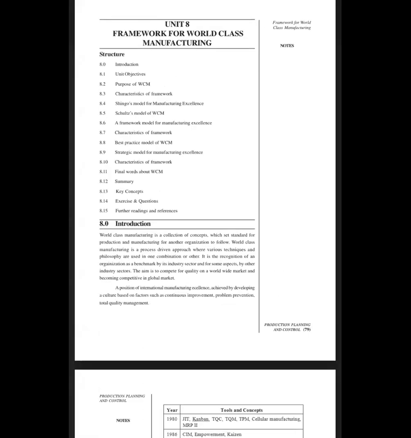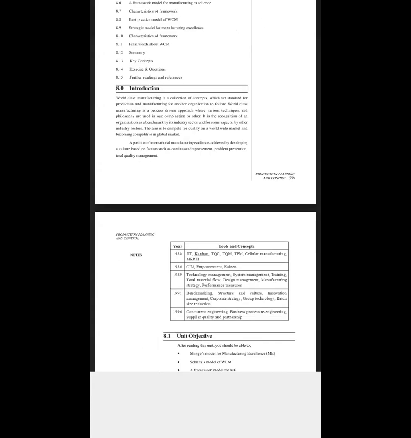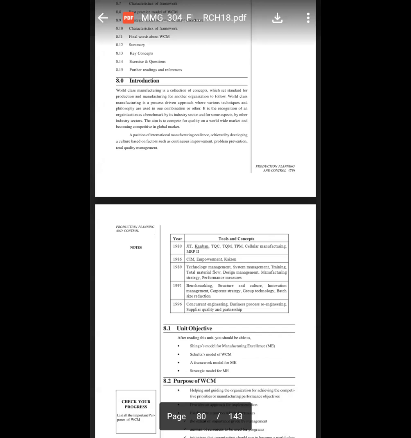Framework for world-class manufacturing. World-class manufacturing is a collection of concepts which set up standards for production and manufacturing for other organizations to follow. World-class manufacturing is a process-driven approach where various techniques and philosophies are used in combination with others.